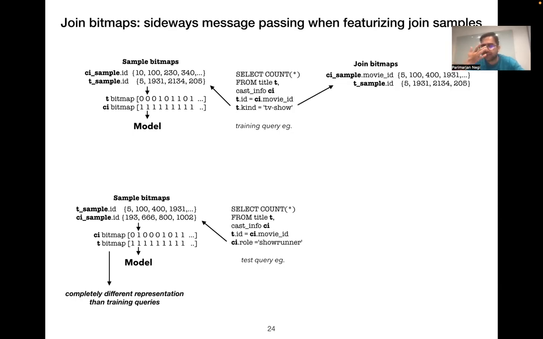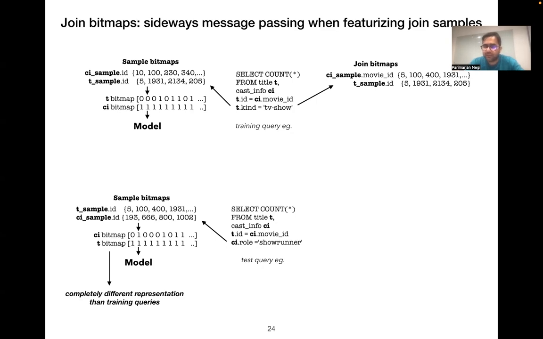So semantically, these are very similar queries because they're filtering for similar things. It's just on different tables. And this is conceptually equivalent to how a lot of databases implement sideways message passing to estimate cardinalities. But we just do it at the level of featurization. So the view of the model for these queries would look similar.